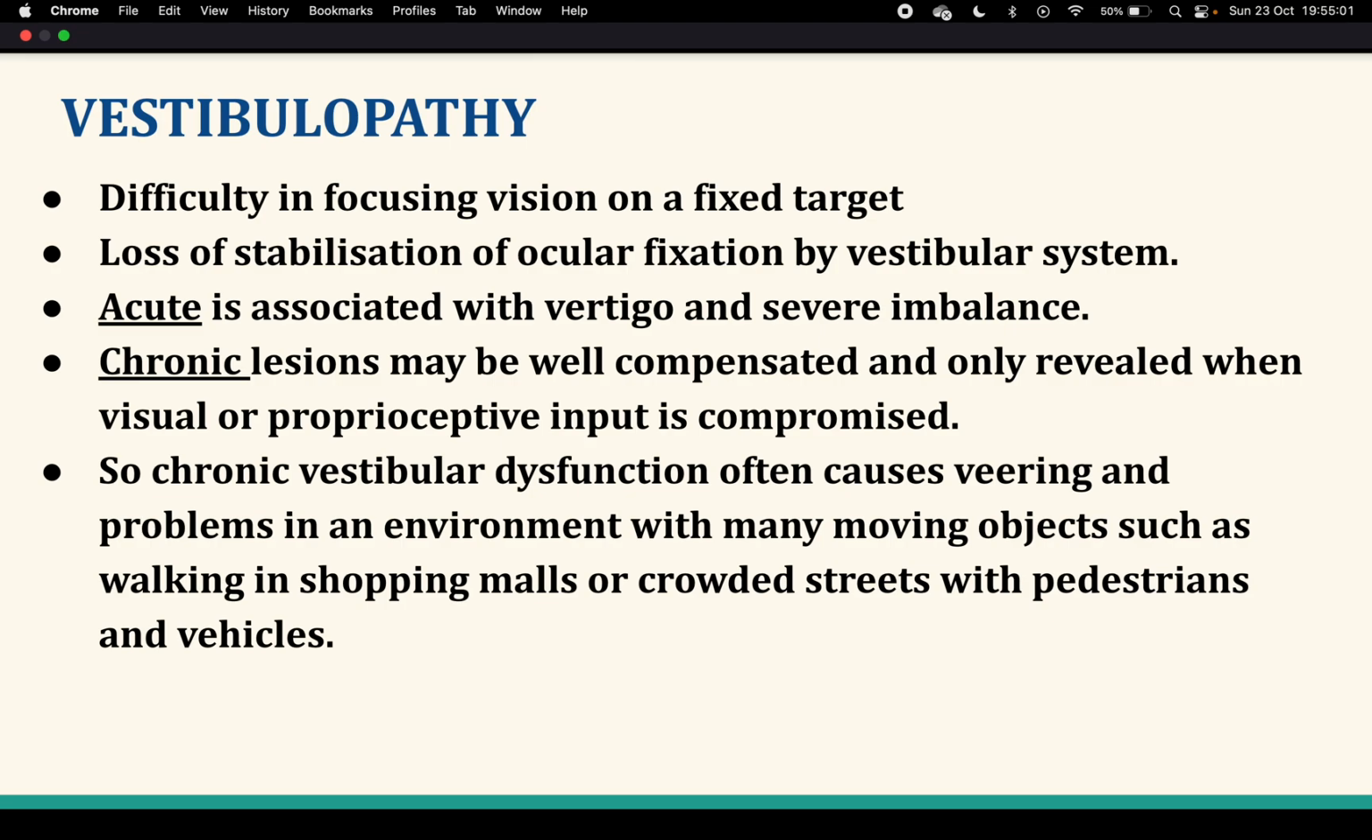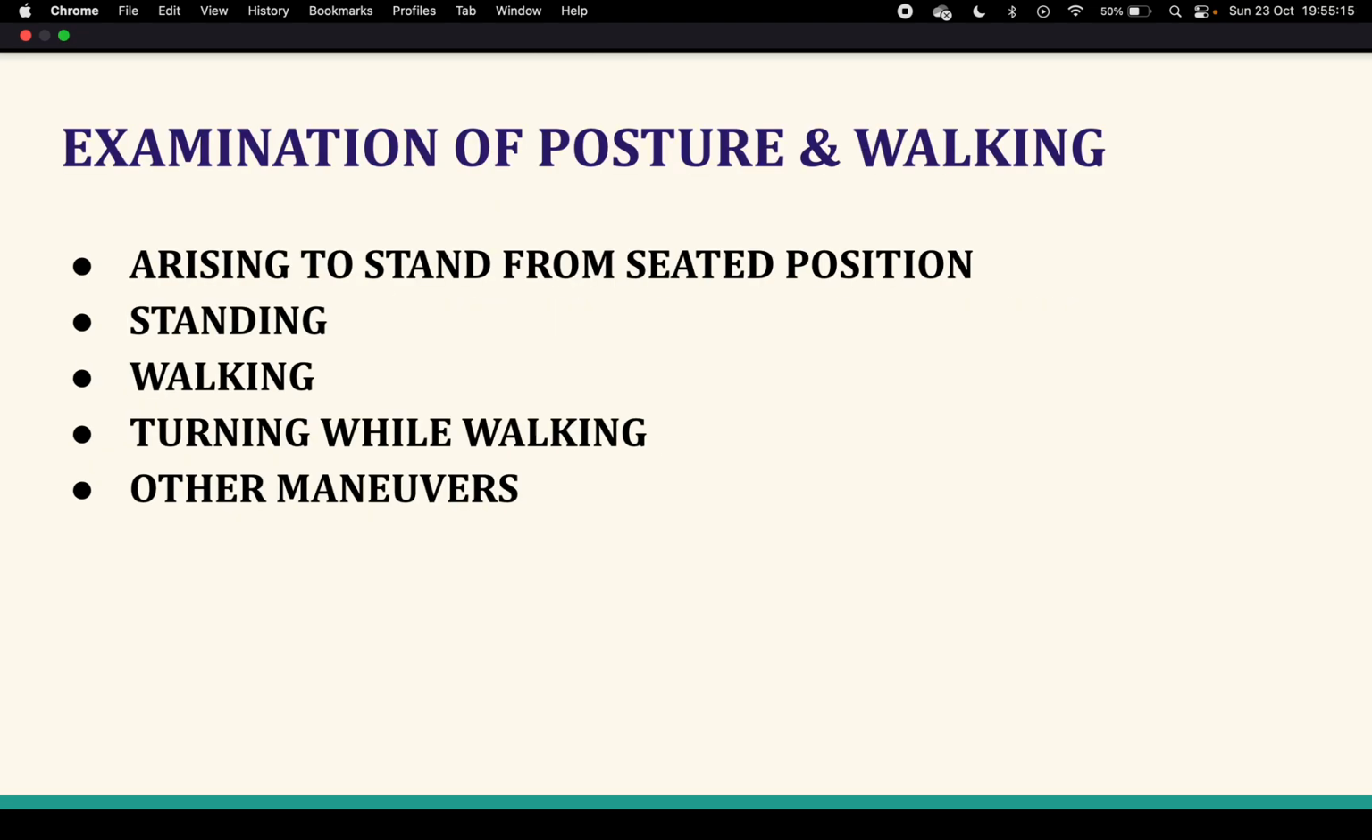So, chronic vestibular dysfunction often causes problems in environments with many objects, such as walking in shopping malls or crowded streets. In such a situation, the chronic vestibular dysfunction shows up.